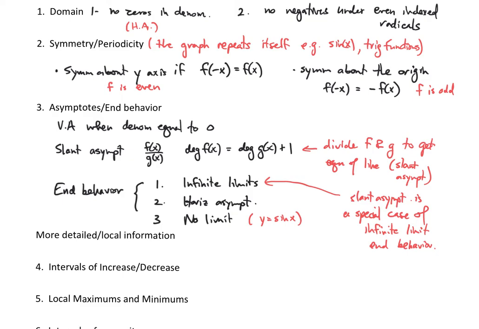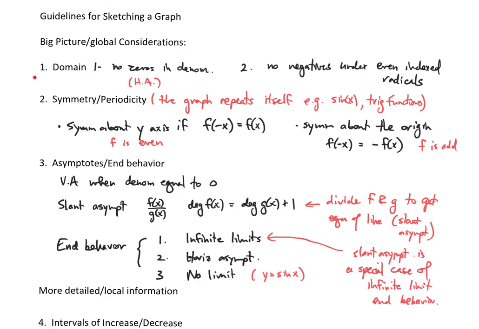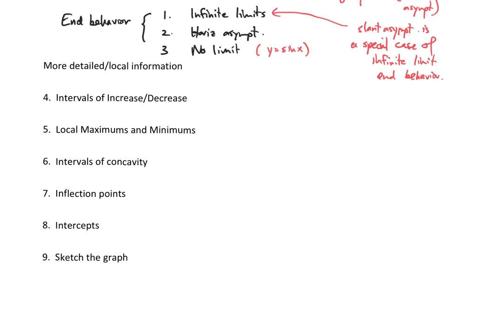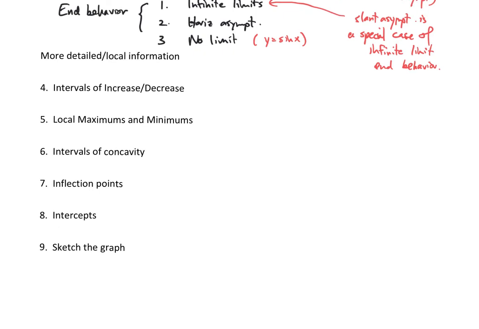Cool. So if you did all three of these things over here, the domain, your symmetry and your periodicity, asymptotes and end behavior, then you very roughly know, you have a macro view of what the function is going to look like. So the remaining pieces of information are more detailed or local information, okay? So you could create intervals of increase and decrease.